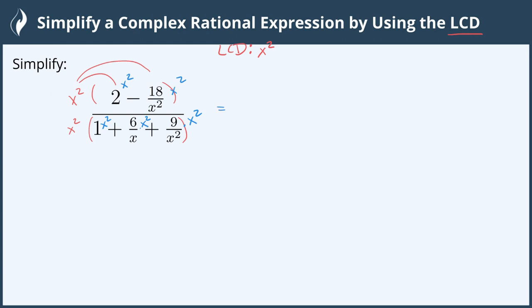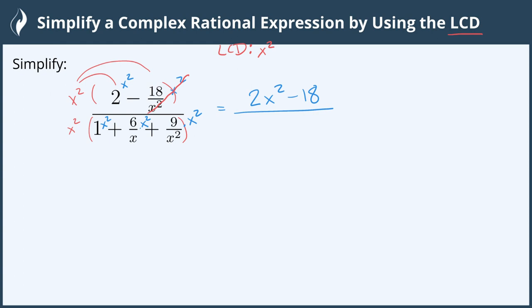So on the first one, nothing cancels out, so we're just left with 2 times x squared, which is 2x squared. But on the next one, 18 over x squared times x squared, the x squareds will cancel, leaving us with just 18. And now we no longer have that fraction. And so that's the benefit of this nice tool that we have.